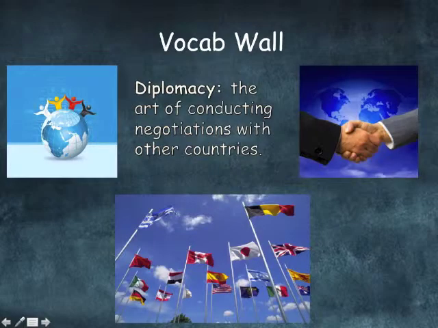Another thing we need to keep in mind is the vocabulary for the section. The only word we need to know for Section 3 is diplomacy. Diplomacy is the art of conducting negotiations with other countries. So if one country is working on something with another country, they're negotiating. They're working back and forth. That's diplomacy. So when the United States is working with Great Britain, or with France, or with China, it's diplomacy between the two nations. It's them working together.